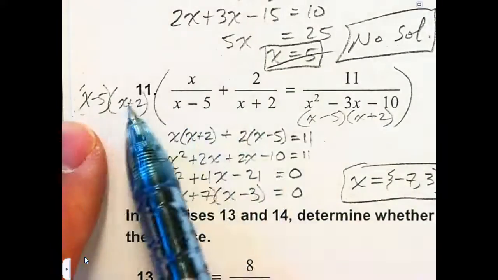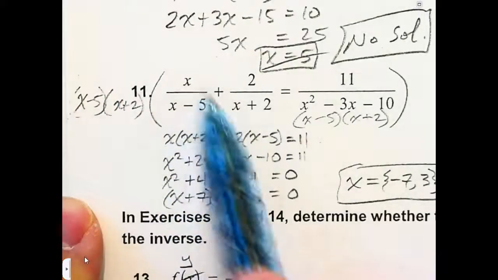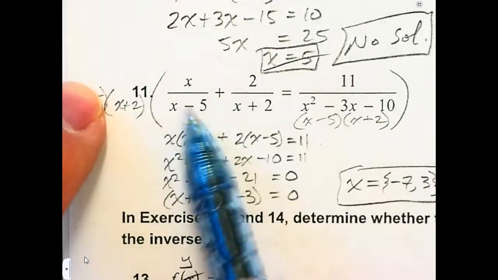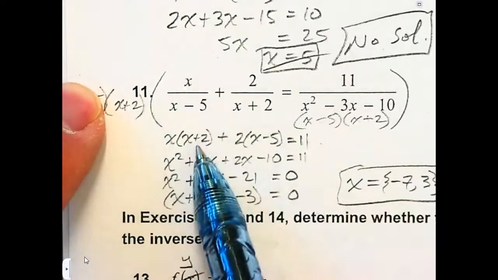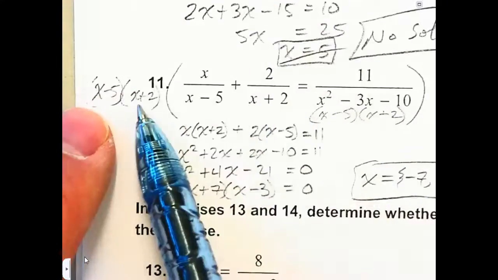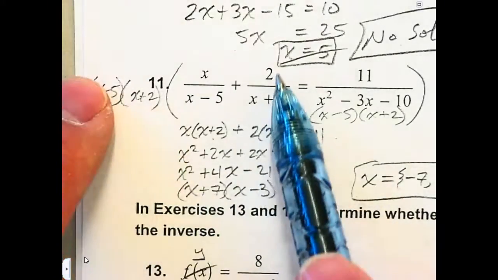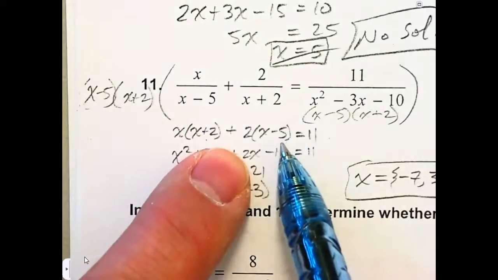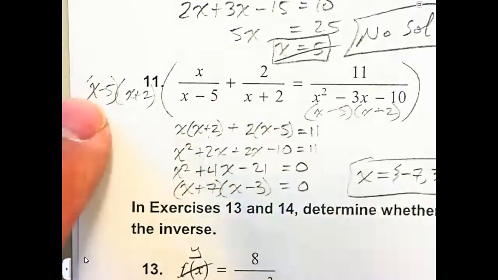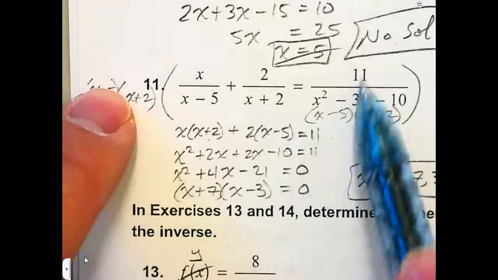So if you multiply by the common denominator, like here, if I multiply this fraction by that common denominator, the x minus 5's cancel. So I have x times x plus 2. When I multiply this fraction by the common denominator, the x plus 2's cancel. I'm left with 2 times x minus 5. When I multiply this fraction by the common denominator, the whole thing cancels, so I'm just left with the 11.